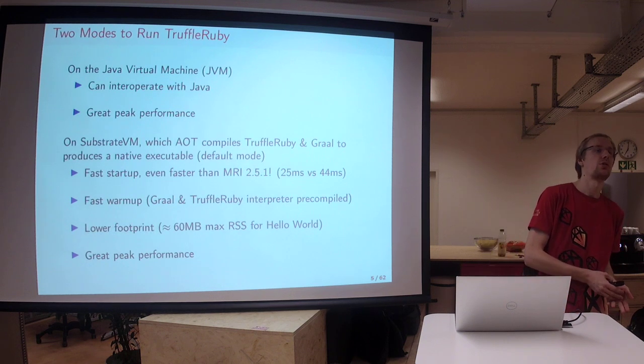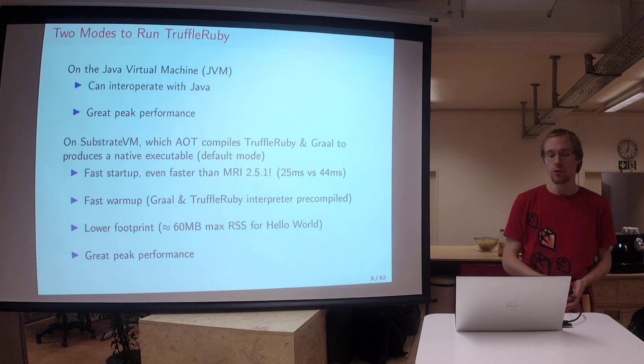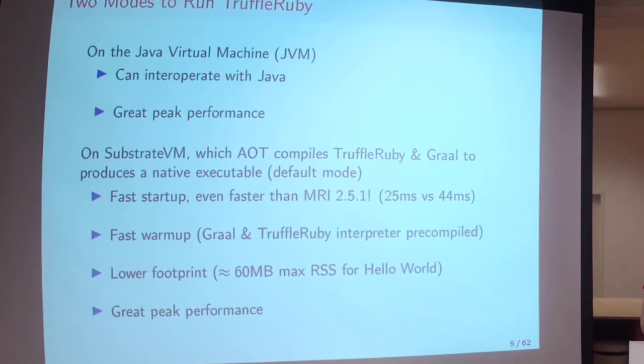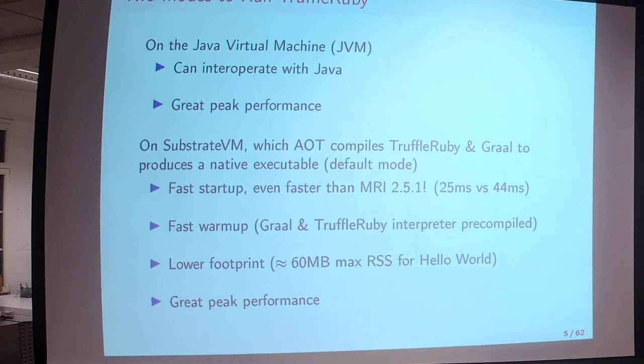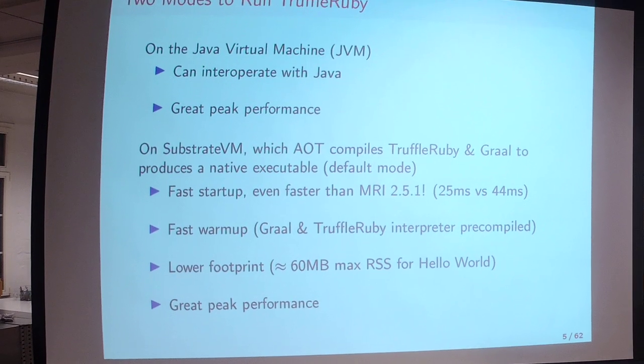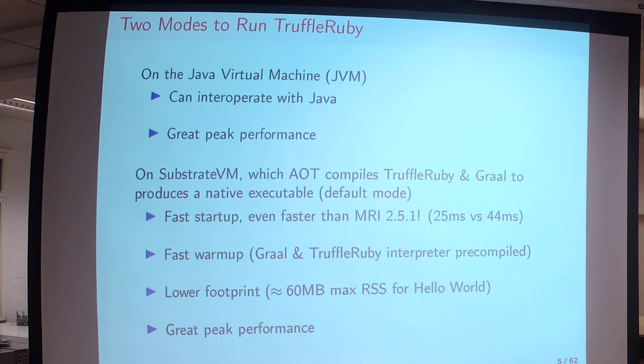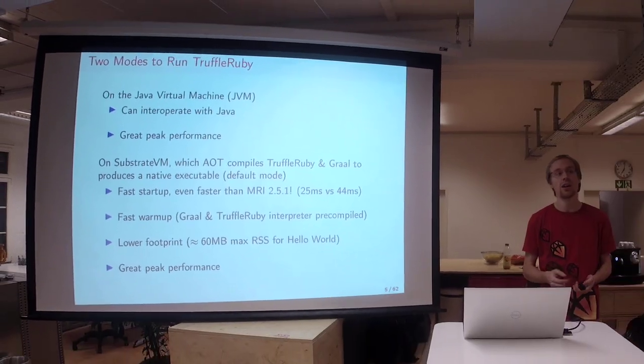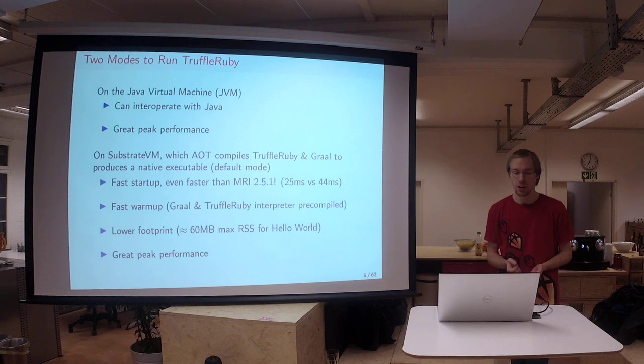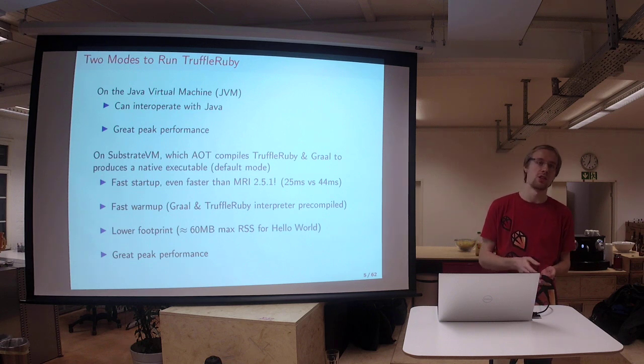There are actually two ways to run TruffleRuby. One way is to run it on the JVM, the Java virtual machine. The main advantage here is you can interoperate with other JVM languages, including Java, and this provides great performance. Now, the default mode we run in is what we call Substrate VM. Substrate VM is basically an ahead-of-time compiler that compiles TruffleRuby, our Ruby implementation, and Graal, the just-in-time compiler, to a native executable.